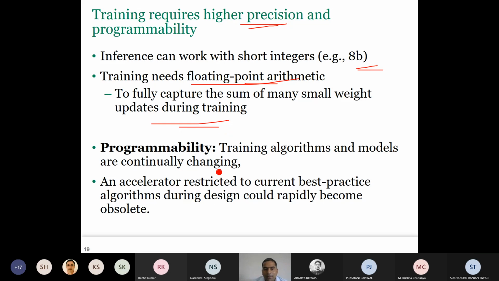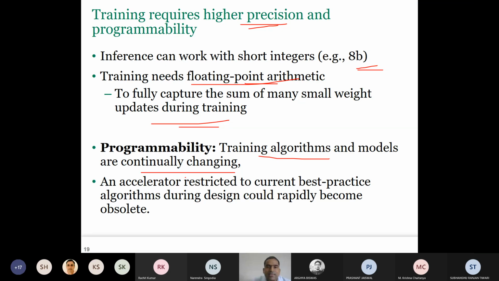Okay. Now, programmability. Training algorithms and models are continuously changing. If your accelerator is such that your current model is the best but it cannot be changed, then it will become obsolete, because after 6 months some new training algorithm will come, or some new models have to be trained. For example, for speech, previously people were using LSTM. Nowadays they are using BERT. If you design an accelerator which can only work for one set of algorithms and cannot be changed, then it will very quickly become old, because newer models are coming every day.